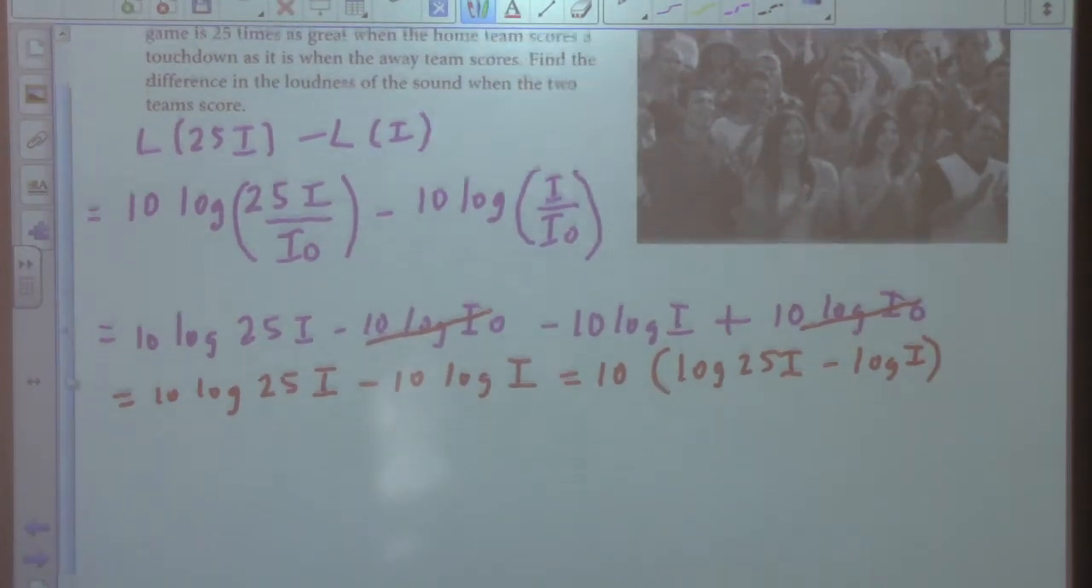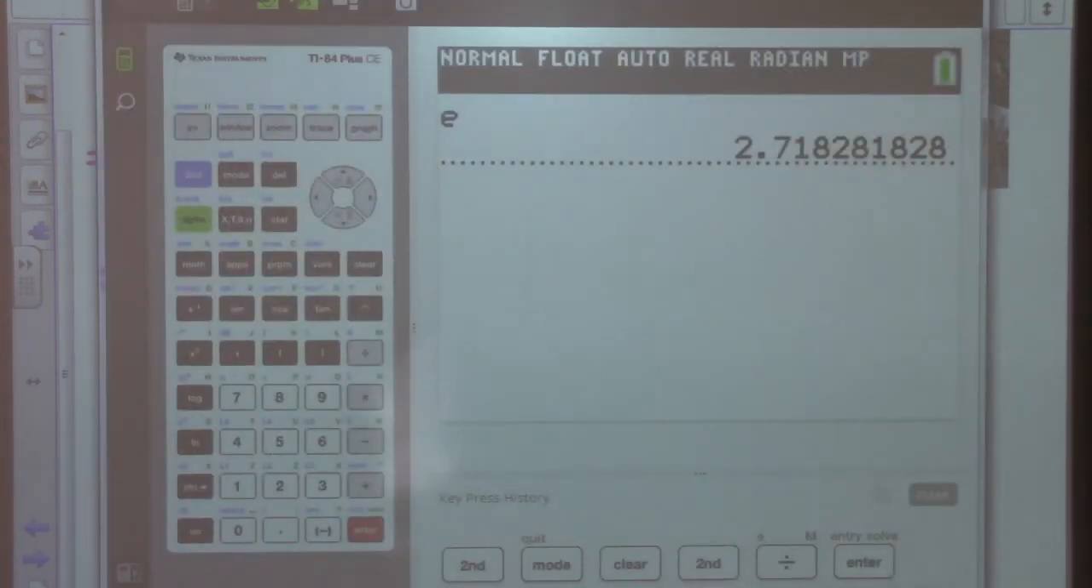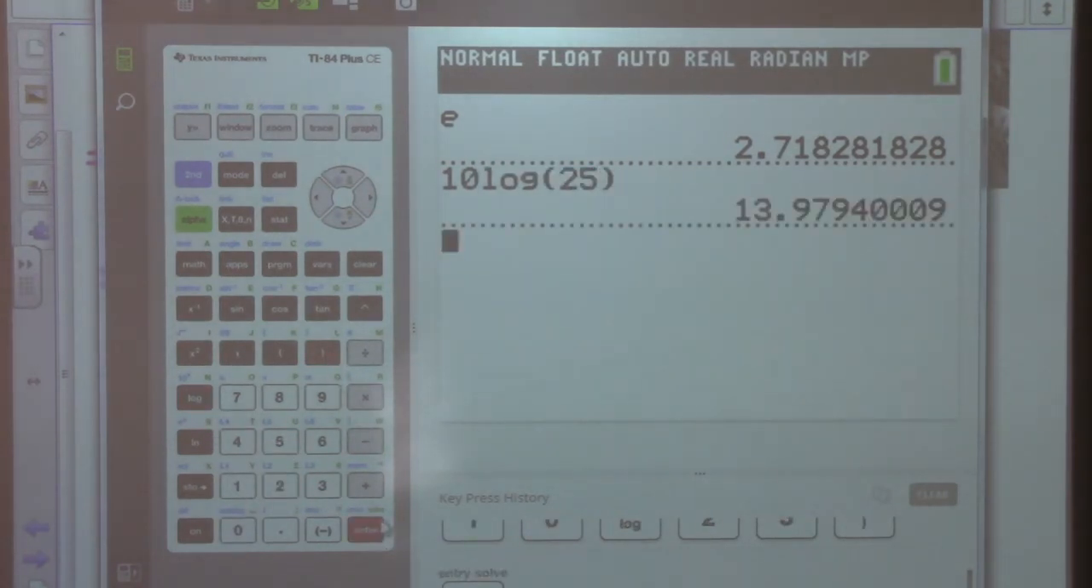So what is this going to be? Let's look at this. What we have here is log of 25I over I. What's that going to be? 25, right? So our answer for the difference is going to be 10 log 25, and let's find out what that is in decimal.